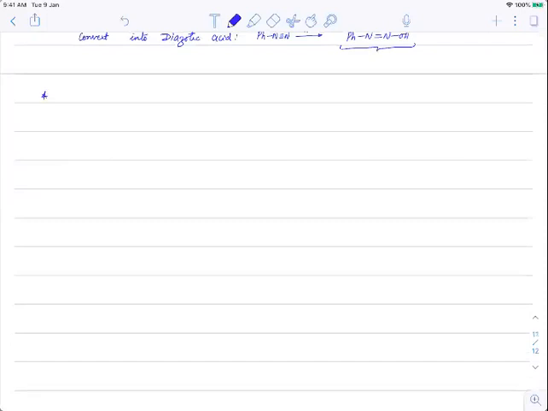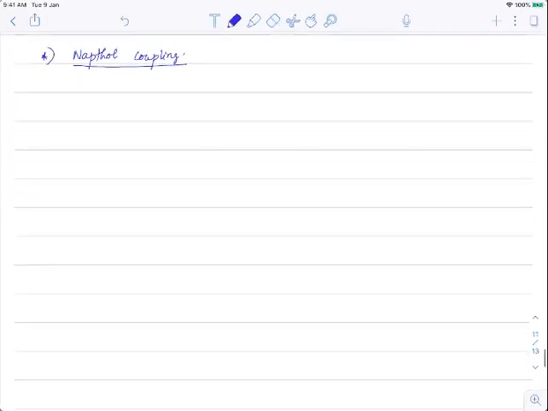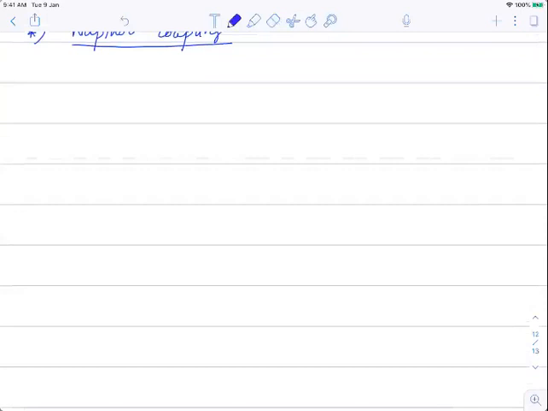Now, the next reaction in this is naphthol coupling. The same reaction, just we are using, instead of benzene, we are using naphthol.